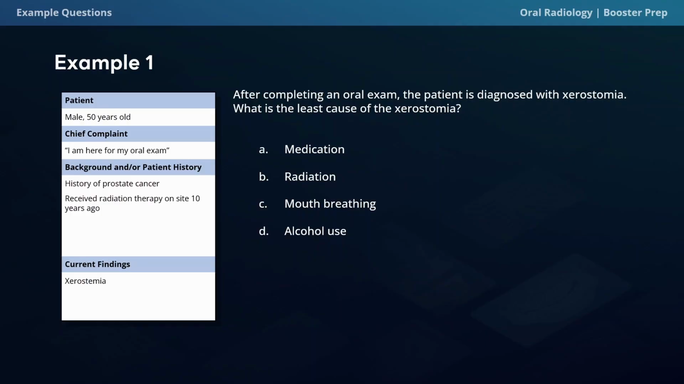All right, let's take a look. The correct answer here is B, radiation. Although radiation therapy can cause xerostomia, it is likely a possibility only when the radiation therapy is in the head and neck region. And since the radiation therapy occurred on the site of the prostate cancer, it is not the reason for the patient's xerostomia, and all the other options are likely possibilities of causing xerostomia.